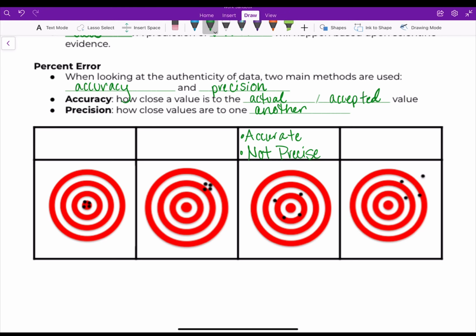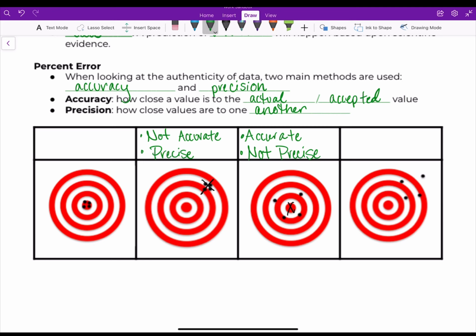On the flip side of that, let's move to this target here. These values are not close to the center. They are very far away from the bullseye. So because of that, it is not accurate. However, the values are close together. All of those dots right there, very close together, which means they are precise.